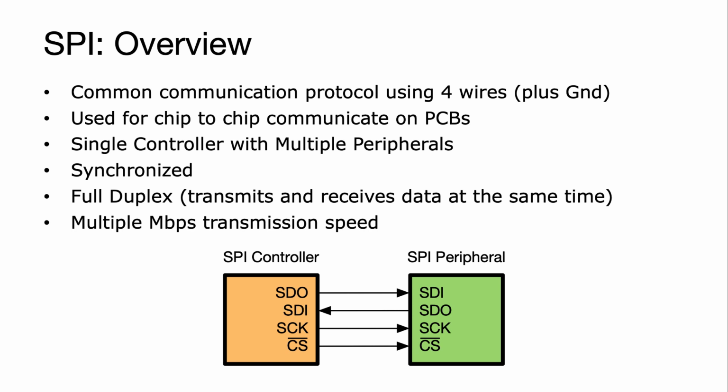SPI is really good for having a single controller talking to multiple peripherals. It's really well designed for that. It's a synchronous protocol, meaning there's a clock, and it's full duplex, meaning the transmitter and receiver can both transmit information to each other at the same time. They don't have to, and often they don't, but it's definitely possible. And it's a pretty fast protocol, so you get multi-megabit data transfer.